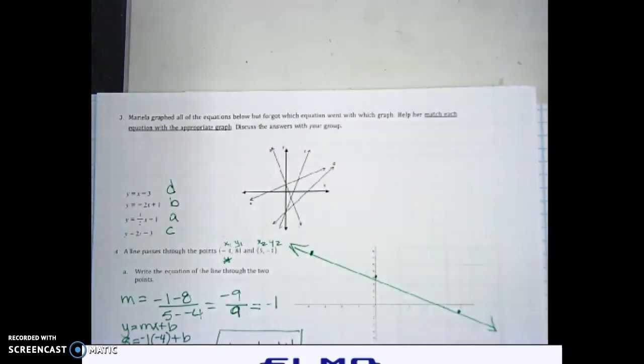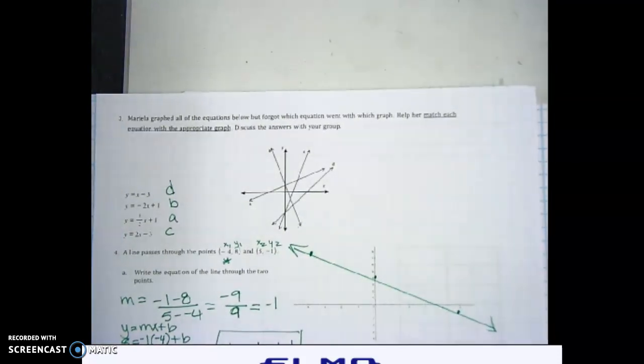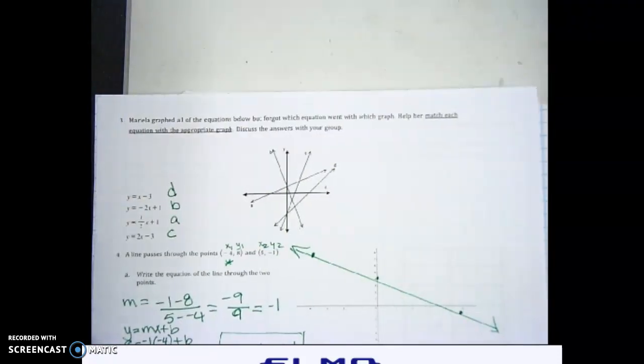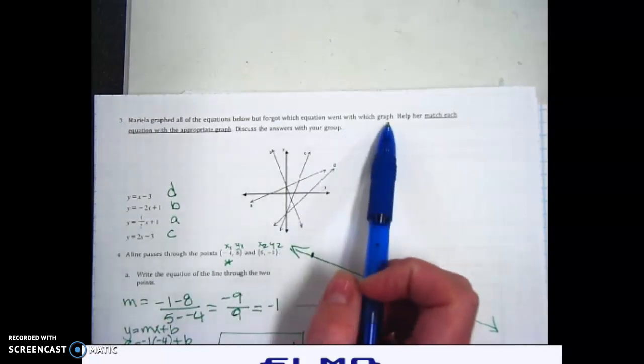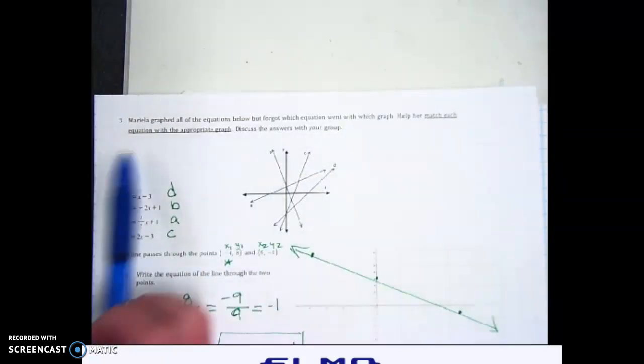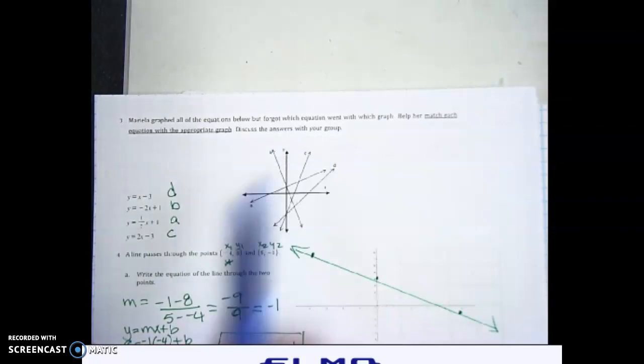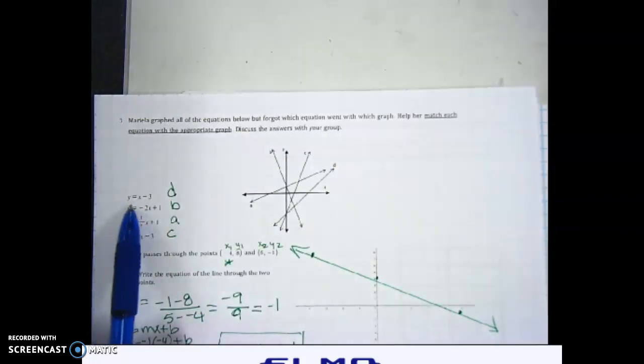All right, turn over to page 2. Question number 3 says Mariella graphed all of the equations below but forgot which equation went with which graph. Help her match each equation with the appropriate graph. Discuss the answers. So y equals x minus 3.